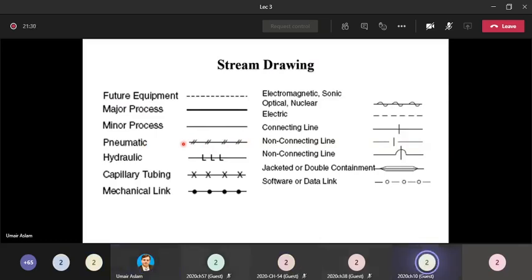Sir, mechanical link kab aayega? Mechanical link, just visualize an engine, and the piston present in that engine will be connected with a shaft, and shaft will be connected with the tires of the car. So this is a mechanical link.